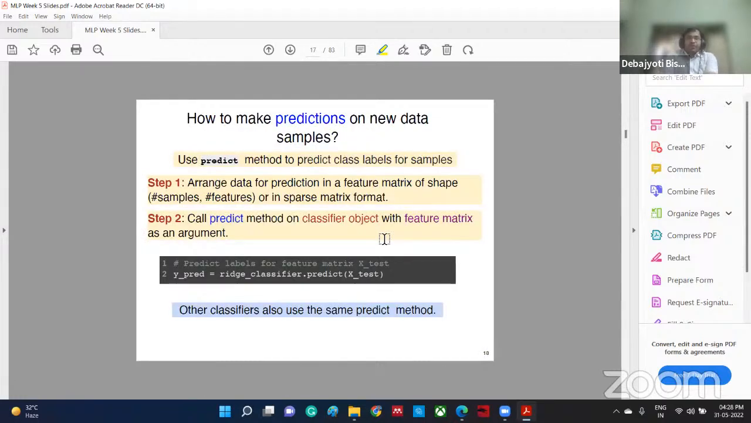How to make predictions on a new data sample? Using the predict method, of course. This may be important, as they can just ask how to make predictions on a new data sample. You can just say using the .predict method. How to write it: y_pred equals ridge classifier dot predict. You call the predict method on the classifier object with the feature matrix as an argument, and you can write the predictions on the new data samples.